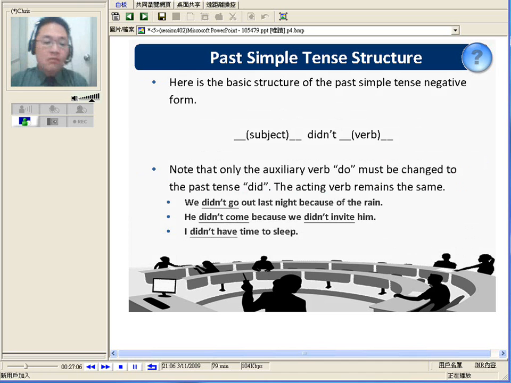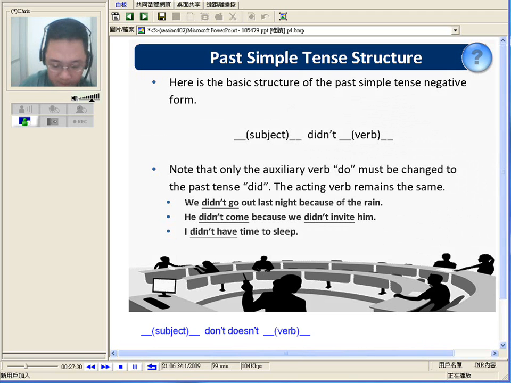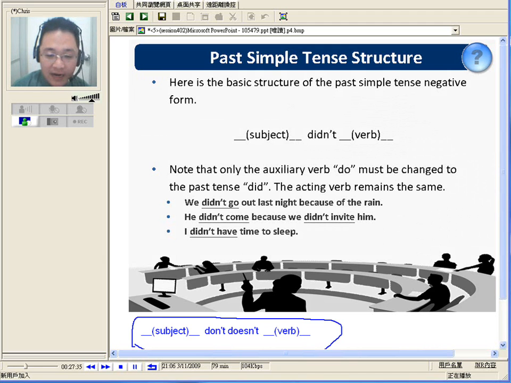Now, if the sentence is in negative form, remember last time when we introduced you to simple present tense, it was a subject, and it was don't or doesn't, and then it was the verb. That was the simple present tense. I'm sure that most of you remember.